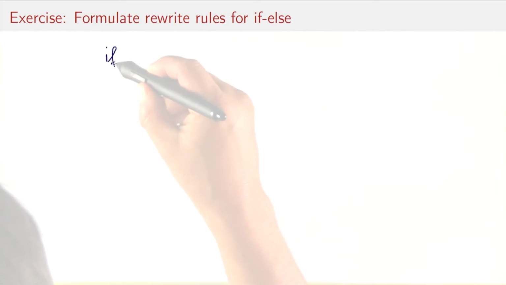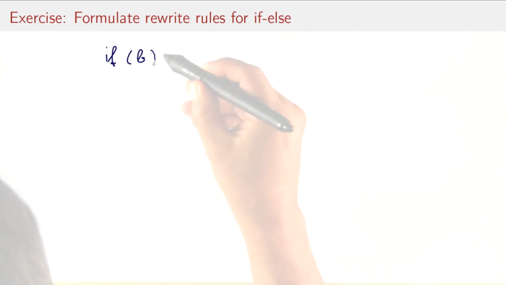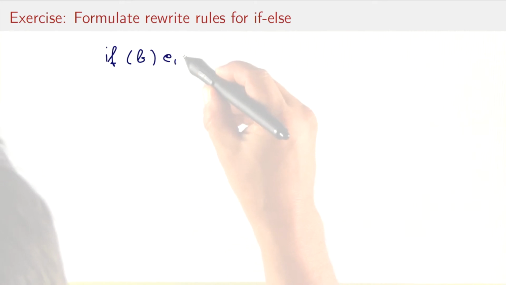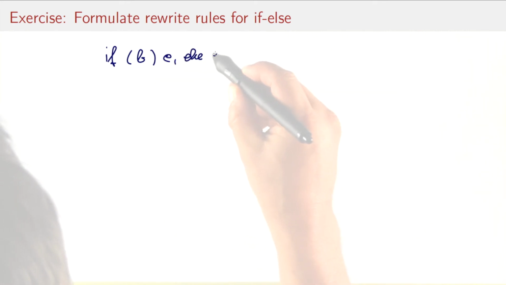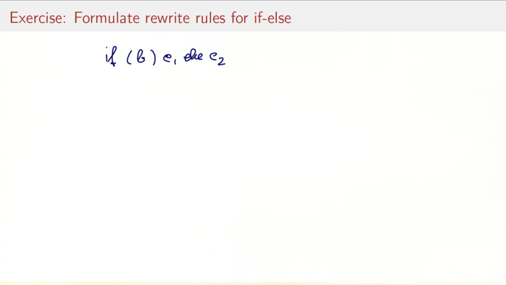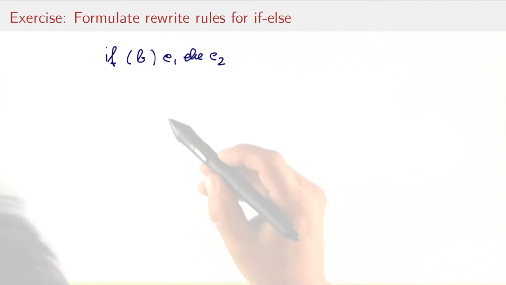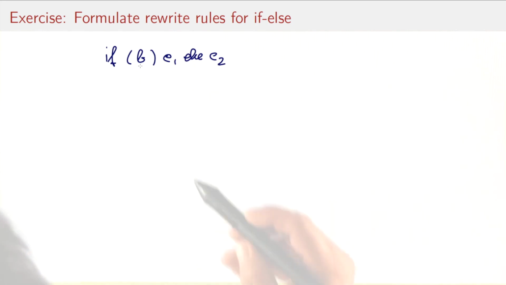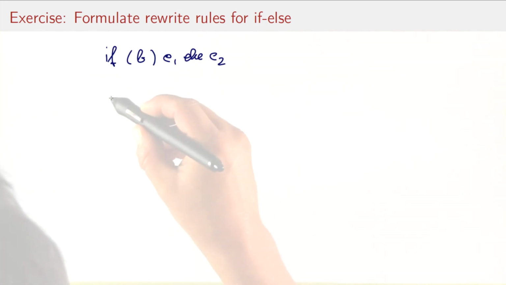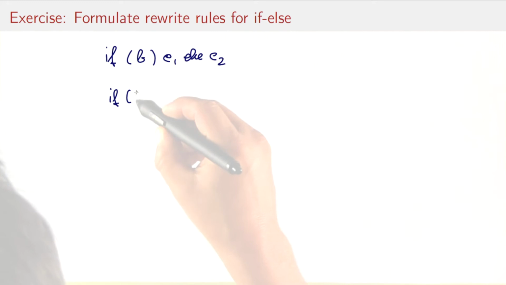So let's see how we would go about that. We're looking for rewrite rules for expressions of the following form. It would be if, some Boolean condition b, then some then part e1, else some else part e2. One good distinction is, well, the evaluation will depend on what the Boolean value b here is. So let's write one rule for where b is true.